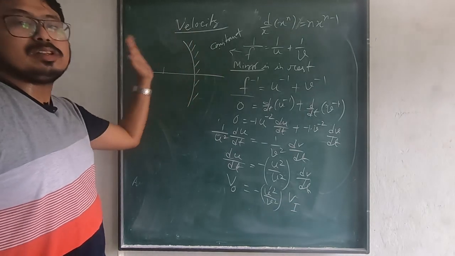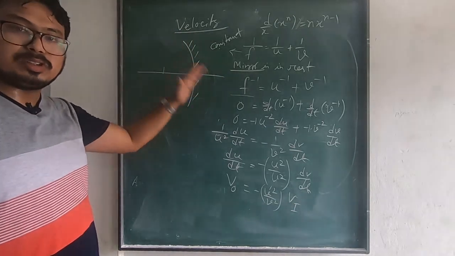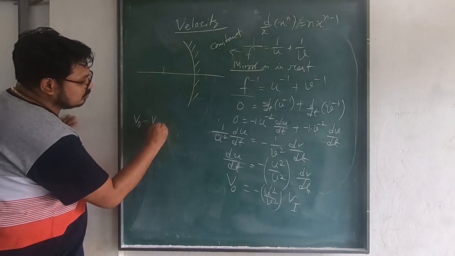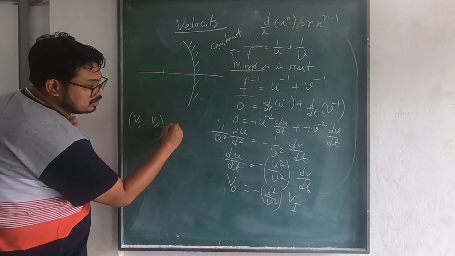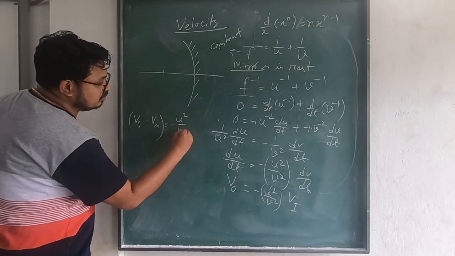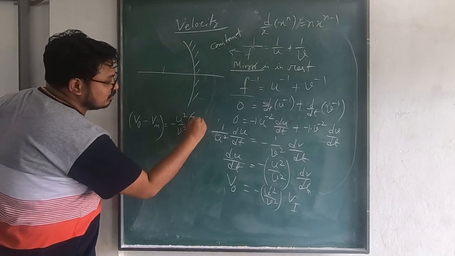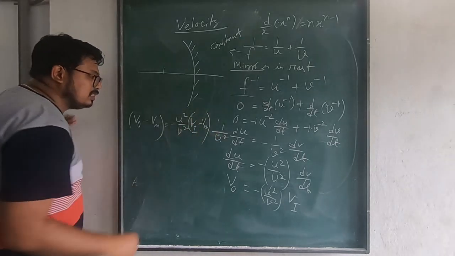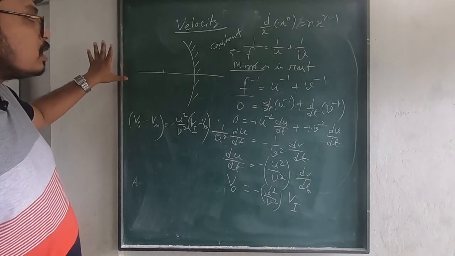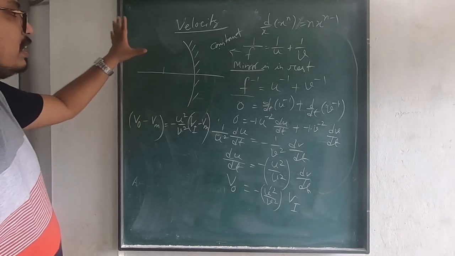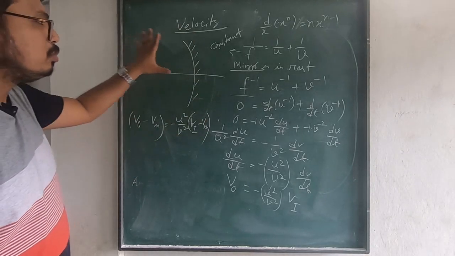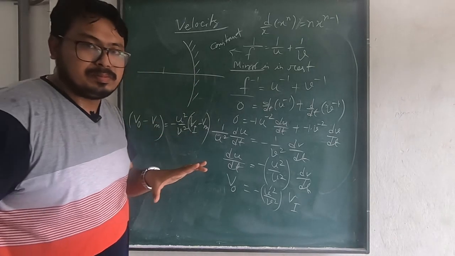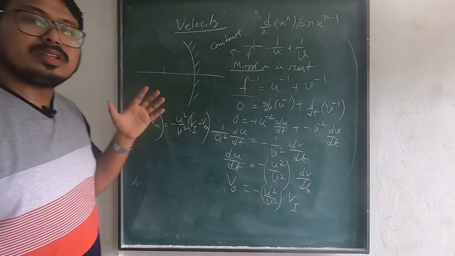Now if your mirror is also moving, as we wrote last time, we write v0 minus vm, the velocity, equal to minus u square by v square, and here we will find vi minus vm. So this is the last topic for the mirror part. Clear? So you can find out your velocity. Some other numericals will also be there, we will discuss later. So complete this part. Okay? Thank you.